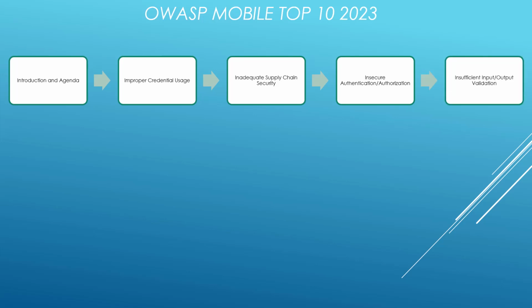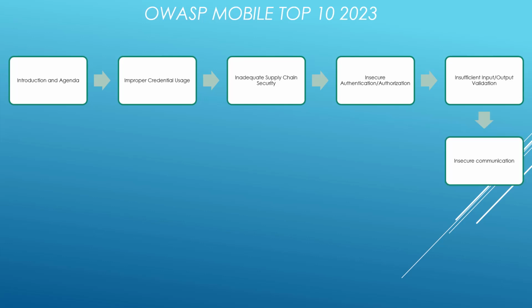After that, we are going to talk about insufficient input-output validation, which is a new entry to this OWASP Mobile Top 10 2023 list. We are going to again understand it, its mitigation steps, and the indicators that help us to identify this vulnerability in our mobile application.